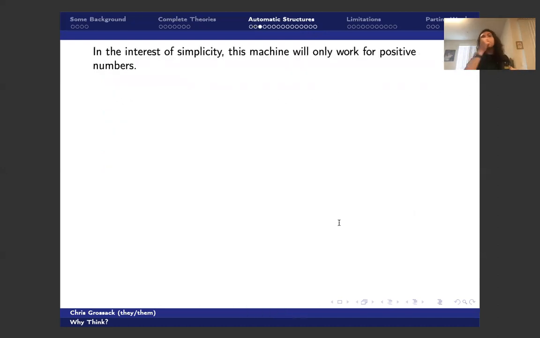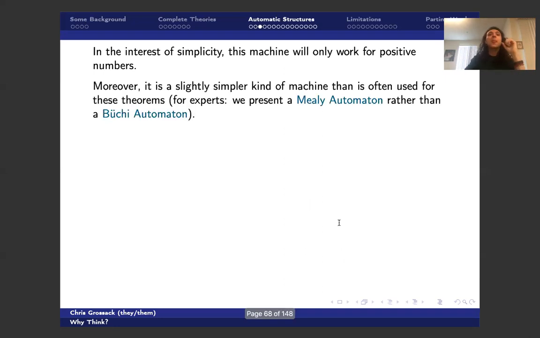So in the interest of simplicity, I'm only going to give a machine that works for positive numbers. I'm simplifying dramatically here so that we don't spend all day on this one example. But you can imagine, and it's maybe a fun exercise, to extend this machine to work for negative numbers as well. Moreover, in the real world, logicians actually use what's called a Büchi automata.